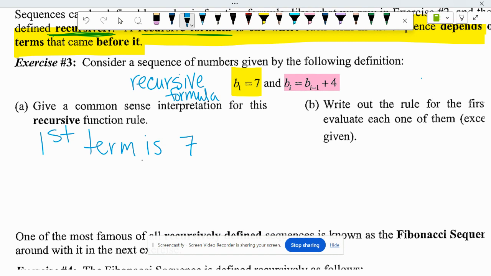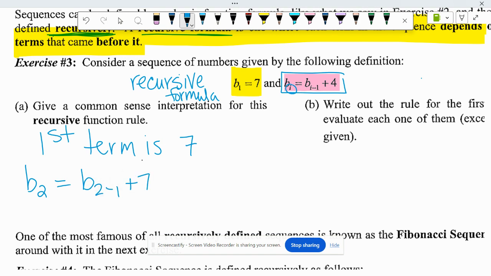And what is it telling us to do to every number after 7? So we take the first term, and what do we do to find the second term? Well, let's just plug it into our equation. If I want to know the second term, I use this formula, right? So i is now 2. b sub 2 equals b sub 2 minus 1 plus 7.